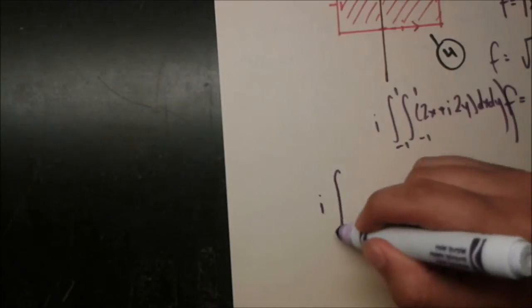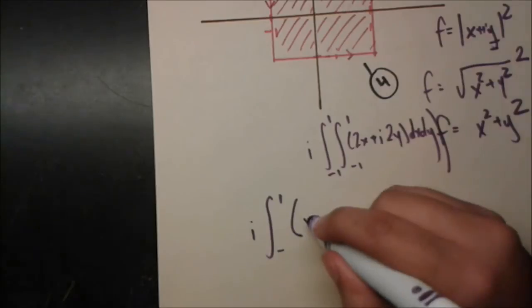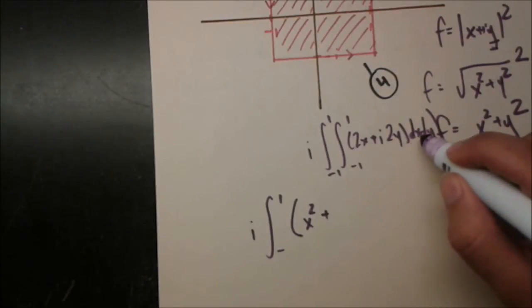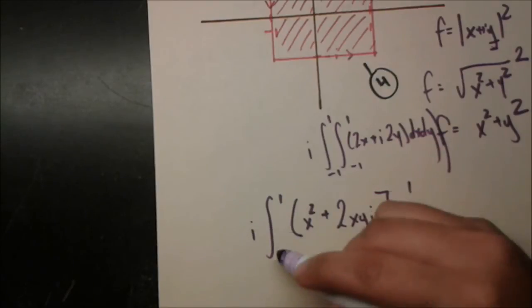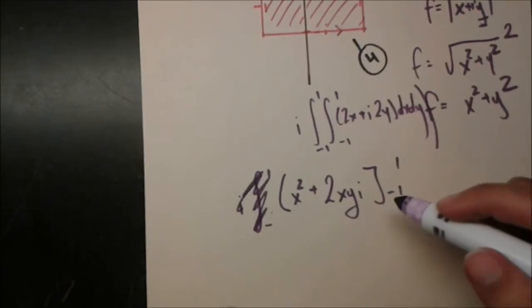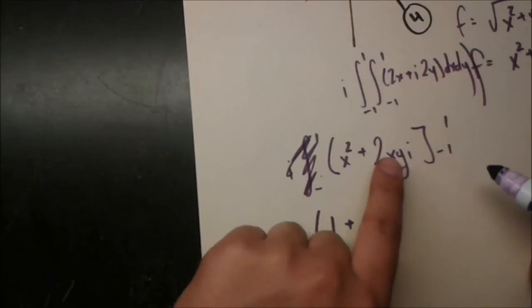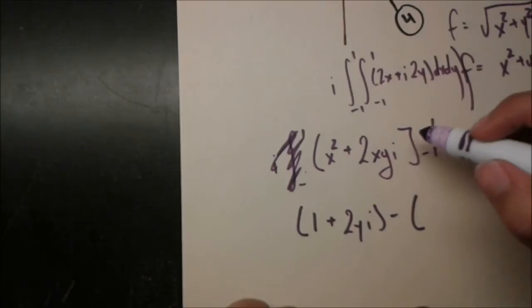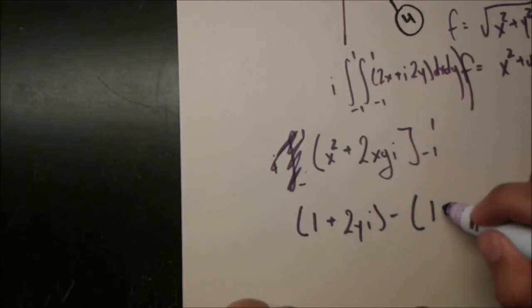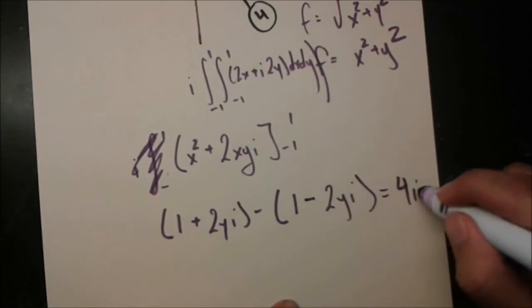So now this is not too bad to evaluate. Let's try to evaluate it. So it's going to be i, integral from -1 to 1. Let's evaluate the inside one. So 2x with respect to x is x^2, and then 2iy with respect to x is 2xyi, and we're going to evaluate that from -1 to 1. So let's forget the outer integral really fast and just evaluate this inside integral. That's going to be 1 squared is 1, plus 2 times 1 is 2yi, minus, and then we have (-1) squared is 1, and then minus 2yi. So when we do it, this comes out to 4iy.